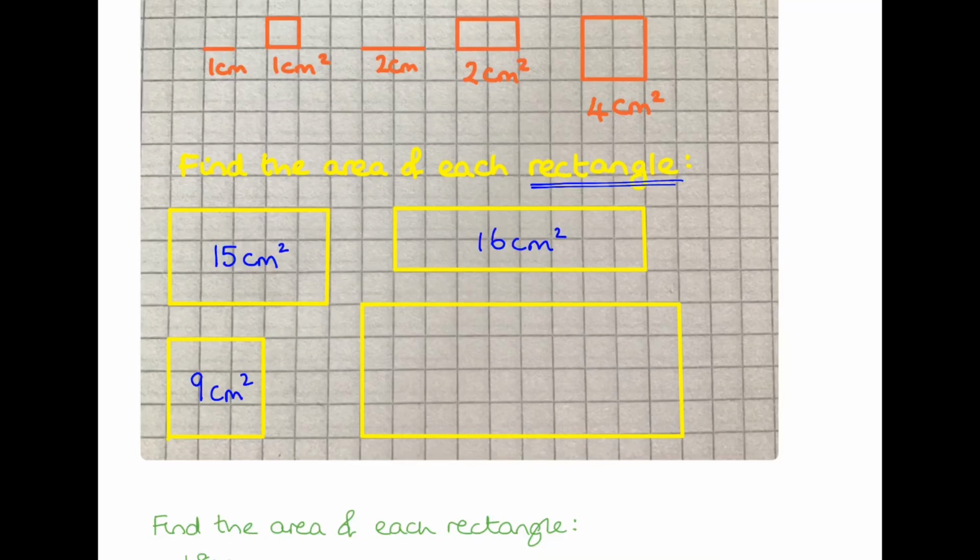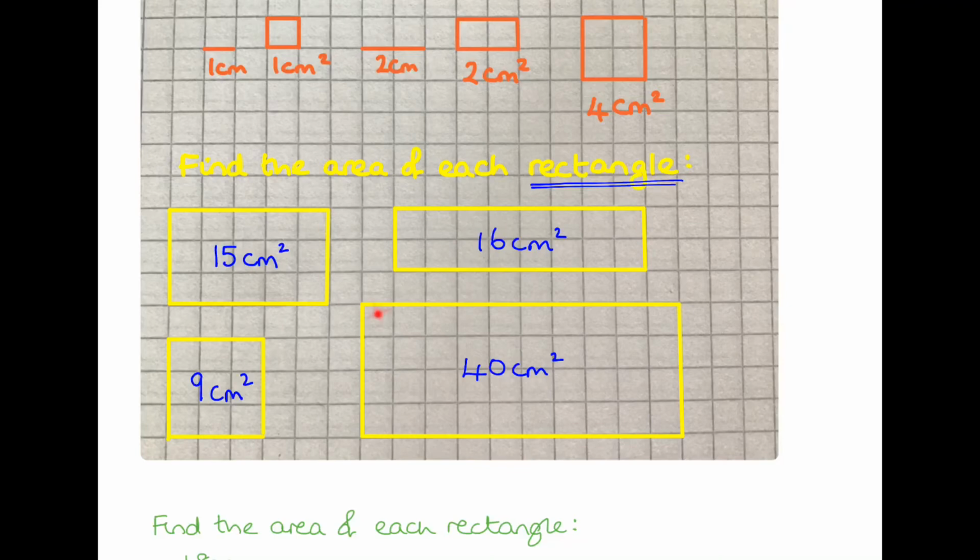Without me counting all of these squares for this rectangle, how can I work out how many squares are in there? Well, first of all, let's count how many squares there are along the way. 1, 2, 3, 4, 5, 6, 7, 8, 9, 10. So that's a row of 10. So we've got 10, 20, 30, 40. So it's 40 square centimetres. Can you think of an even quicker way that we could have worked that out, rather than going 10 and 10 and 10 and 10?